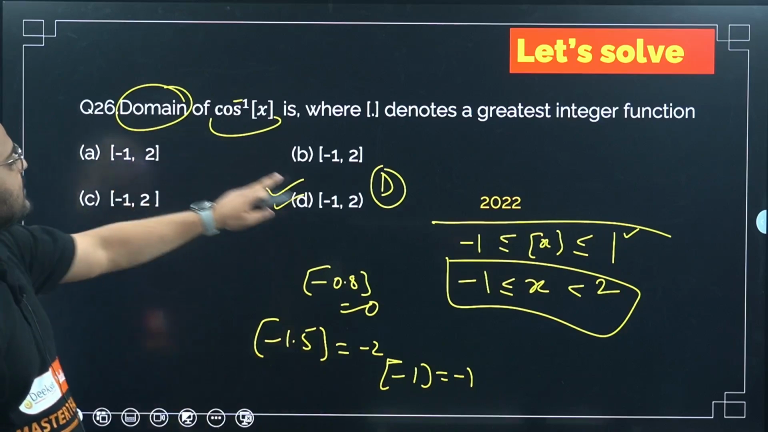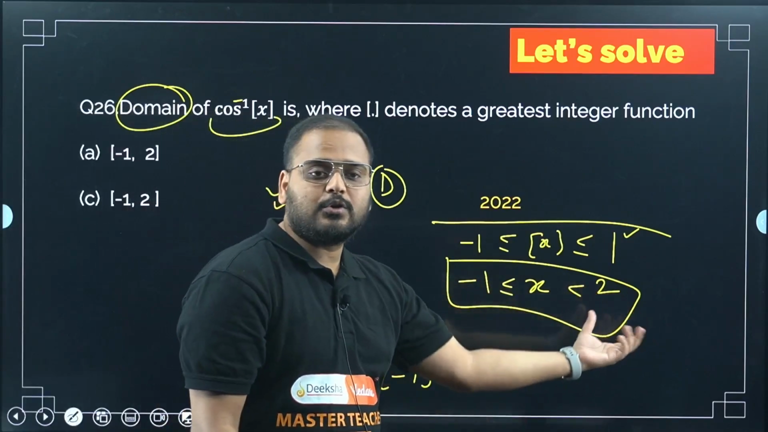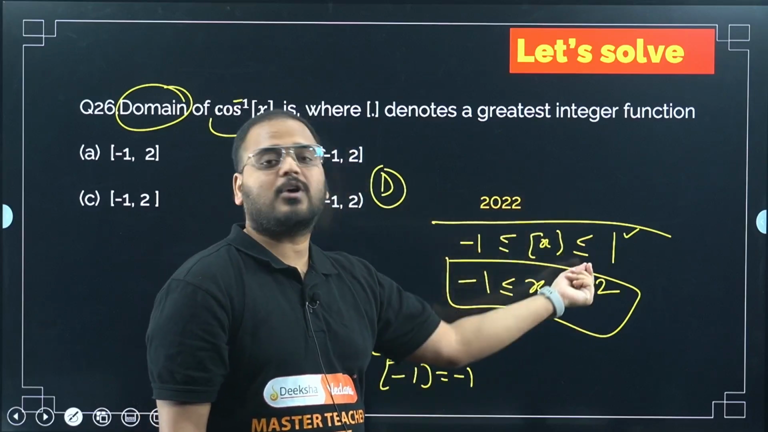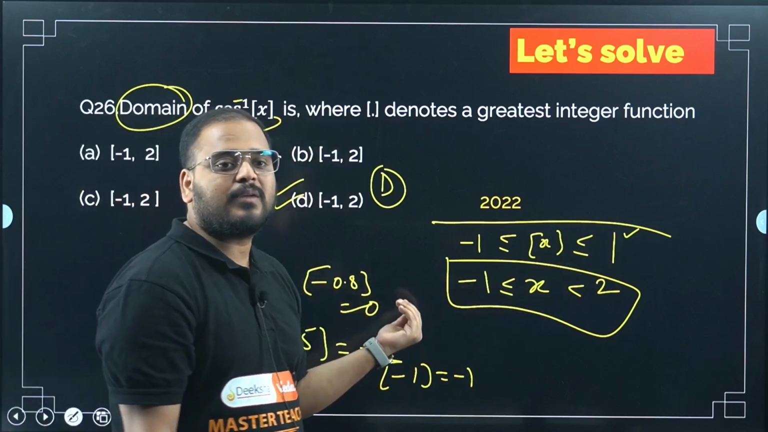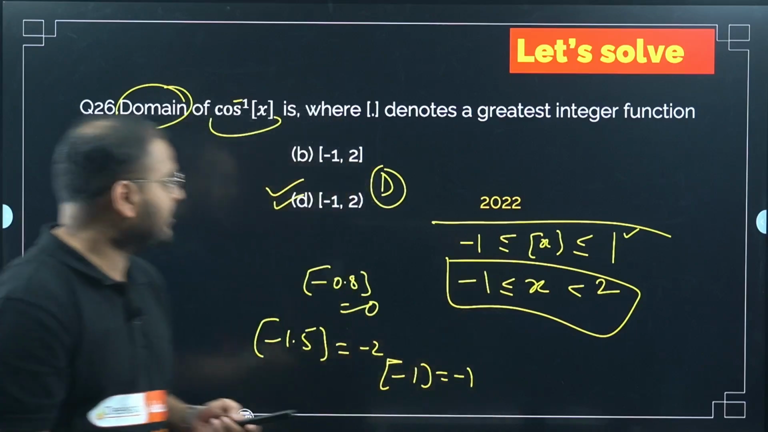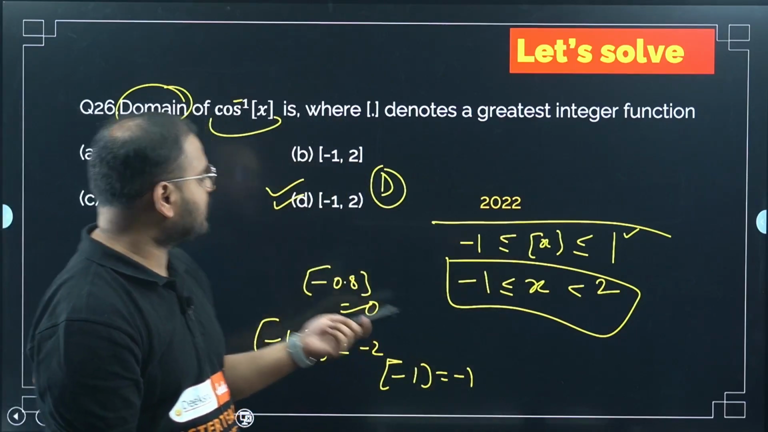The x will vary from minus 1 to 2. How? Anything 2 or more than 2 will give me the value 2, which cannot be the case because the cos inverse domain is not more than 1. I cannot go smaller than minus 1, because if I take that it will become minus 2. So the limiting values of the domain have to be minus 1 to 2. The interval is minus 1 closed, 2 open.